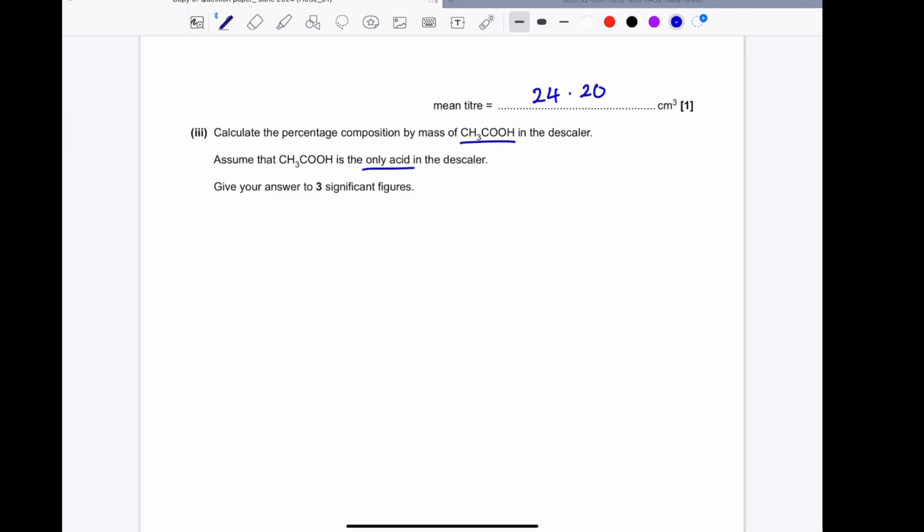The next question is to calculate the percentage composition by mass of ethanoic acid in the descaler. Assume that ethanoic acid is the only acid in the descaler. Give your answer to 3 significant figures.